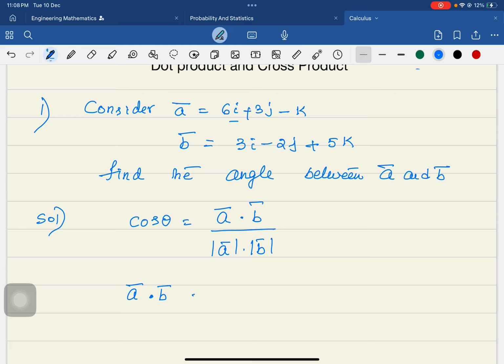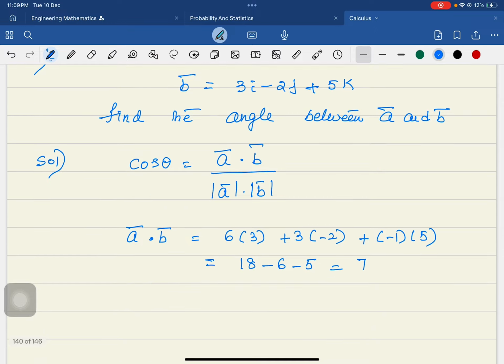A dot B is given by 6 times 3 plus 3 times minus 2 plus minus 1 times 5. What you have done here: 6 is the i component in A, and in B it is 3. So 6 into 3 is the first term, 3 into minus 2, minus 1 into 5. Like this you have to find it. Now this is 18 minus 6 minus 5, so it is 7. A dot B is 7.